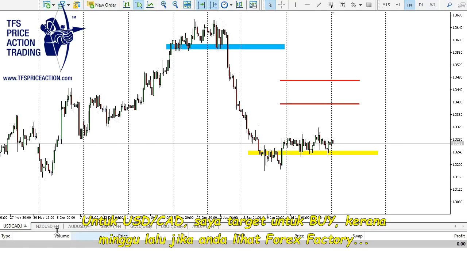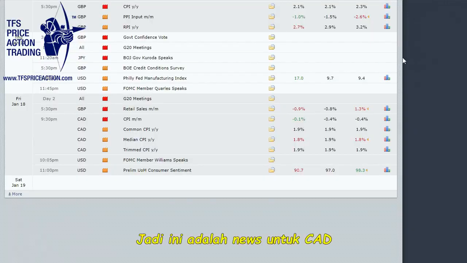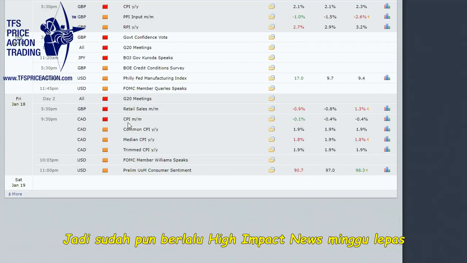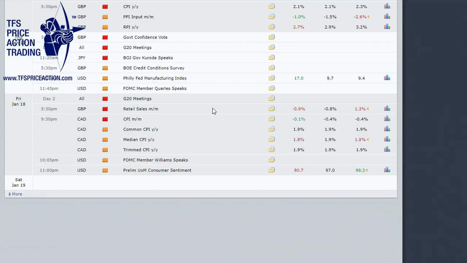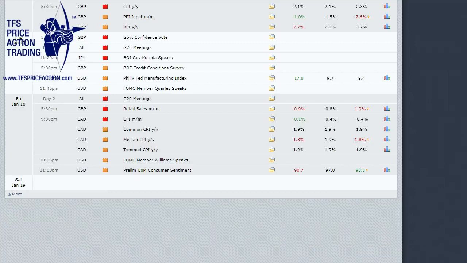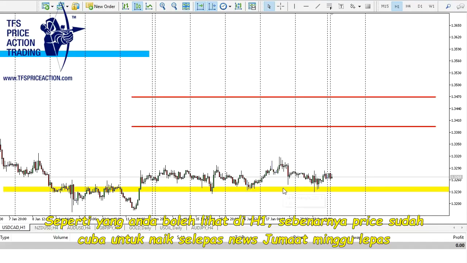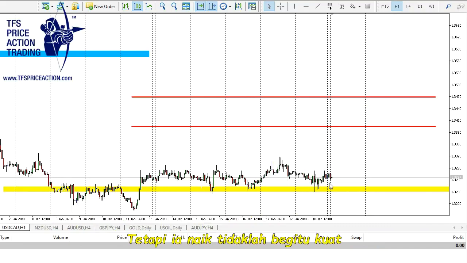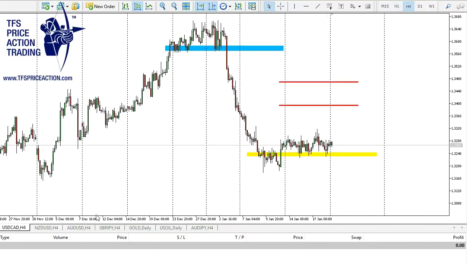For USD CAD, I'm targeting to buy because last week, if you see Forex Factory, this is the news for Canadian dollars. There was already high impact news last week, and the impact has yet to be seen on the pairs. Let's go back to the chart. As you can see from H1, the price has tried to move up after the news last week on Friday, but it doesn't go up so strong.